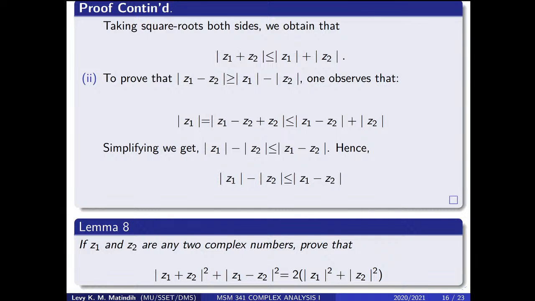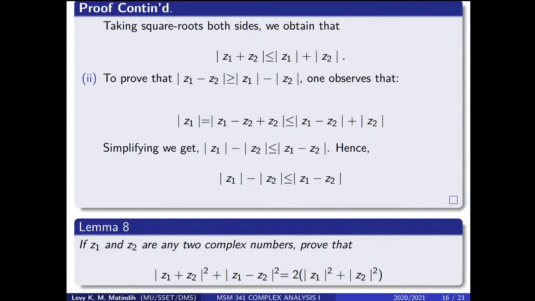Which, what are we saying? We are saying that the modulus of Z1 is less than or equal to the modulus of Z1 minus Z2 plus the modulus of Z2. Simplifying, what I mean is, if we subtract the modulus of Z2 from both sides, we get that the modulus of Z1 minus the modulus of Z2 is less than or equal to the modulus of Z1 minus Z2, which gives us the theorem.